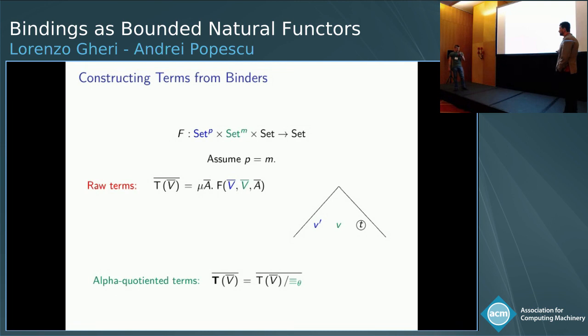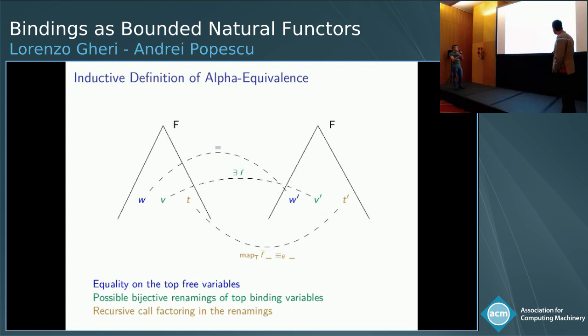Yes, and it is done by delving into the structure of the two terms. And here alpha-equivalence is equality on the free variables; it allows renaming, bijective renaming on the binding variables, and factors the renaming in the recursive occurrences of terms. Okay, so you use the relator structure to lift this inductive definition of alpha, which is quite nice that it's possible abstractly, but still it's very low level.